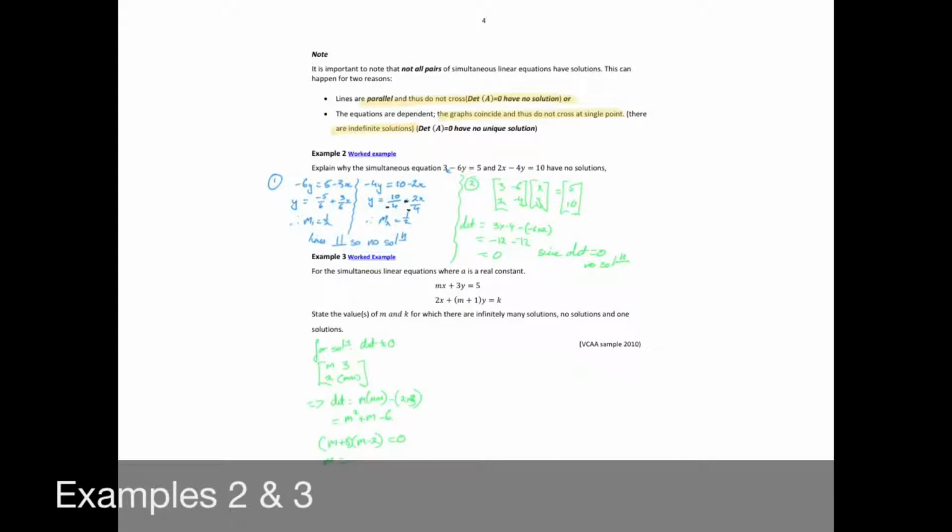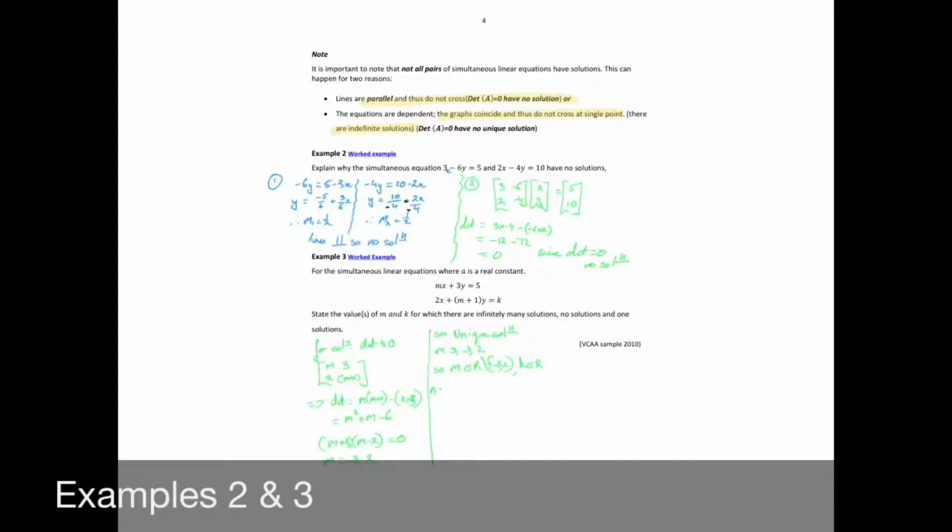Which means m could equal -3 or m could equal 2, and that would give me either no solution, or infinite solutions, I should say. So we need to check. For unique solutions, it means m can't be -3 or 2. If it's not -3 or 2, we don't get a parallel line or the same line. So m is any element of R except for -3 or 2, and k could be any value, because if the lines aren't parallel, k can be anything.